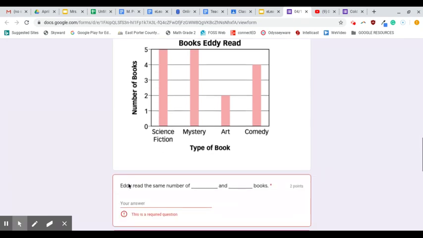Question 1 says, Eddie read the same number of blank and blank books. So look at your chart up here. Which 2 have the same number? When you find that answer, type in the type of book in this line. Remember that you're looking for 2 types that are the same.